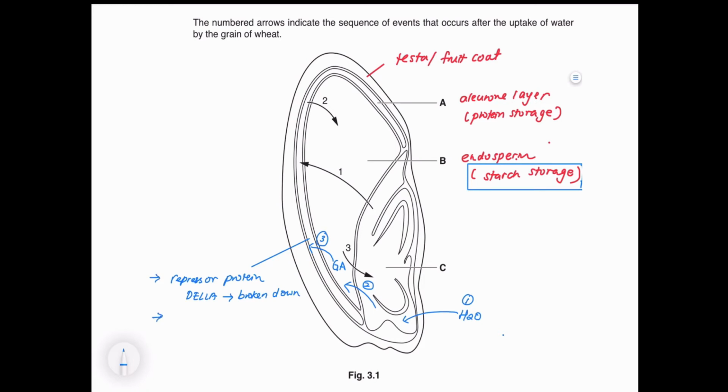Therefore, the gene that codes for the amylase enzyme will be triggered. This is due to PIF, a transcription factor, which will bind to the promoter of a gene, which triggers transcription.